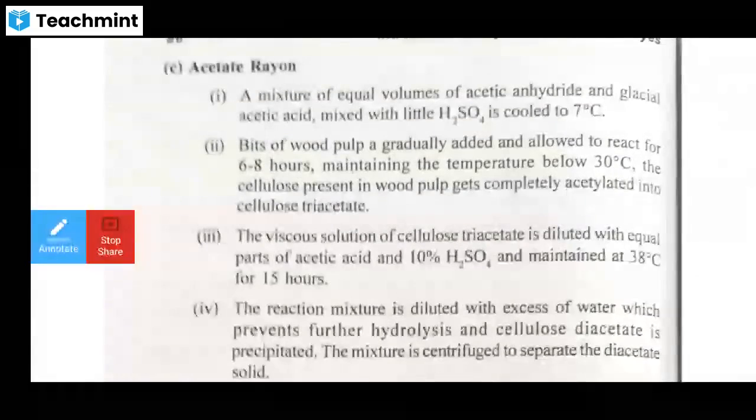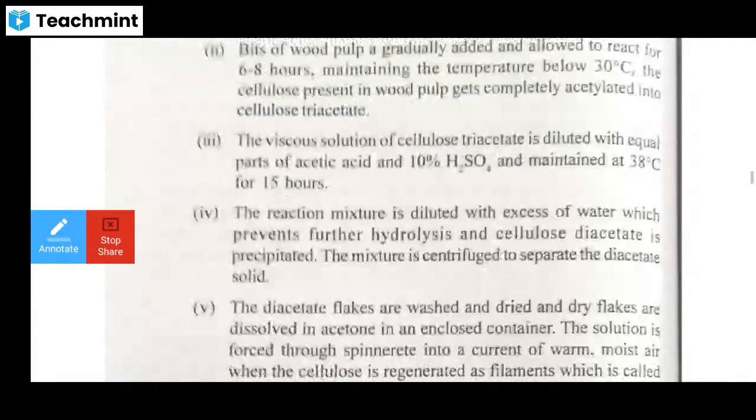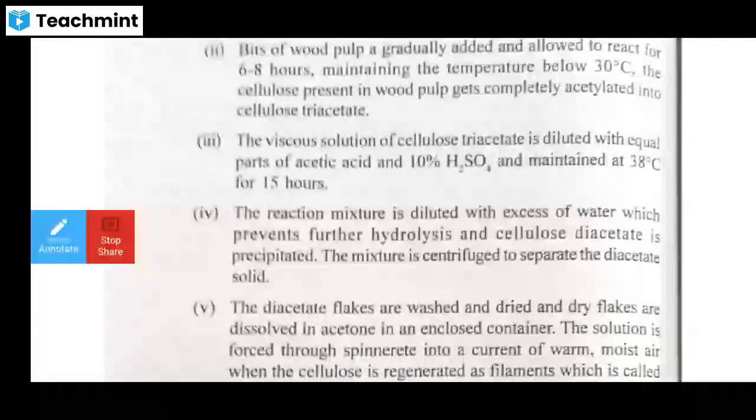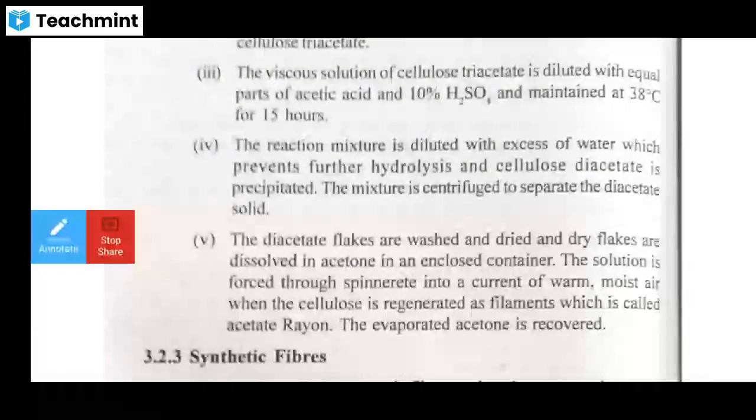Another one is the acetate. This is a mixture of equal acetic anhydride and glacial acetic acid, which is mixed with H2SO4, acidic condition, at 7 degrees centigrade, a low temperature, and gradually allowed to react for 6 to 8 hours, maintaining the temperature below 30 degrees centigrade. The cellulose present in the wood pulp gets completely acetylated into cellulose triacetate. Then the viscous solution of cellulose triacetate is diluted with equal parts of acetic acid and 10% H2SO4 and maintained at 38 degrees centigrade.